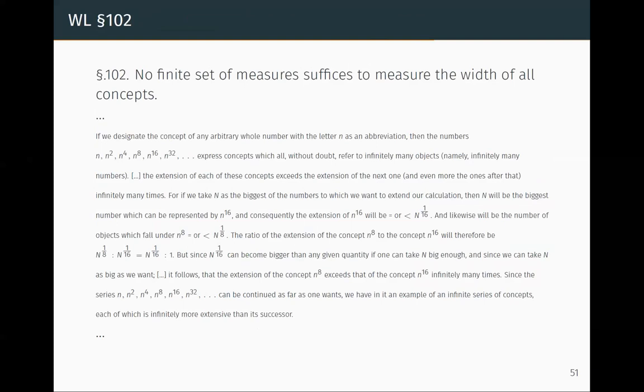So the details are not important here, but the title of the section says no finite set of measures suffices to measure the width of all concepts. And then he's talking about the series in which the first term is the collection of all natural numbers, the second, the collection of all squares, the third, the collection of all fourth powers. And then he argues that the first term is infinitely bigger than the second term, and the second term is infinitely bigger than the third term. So he's clearly arguing for the part-whole principle.